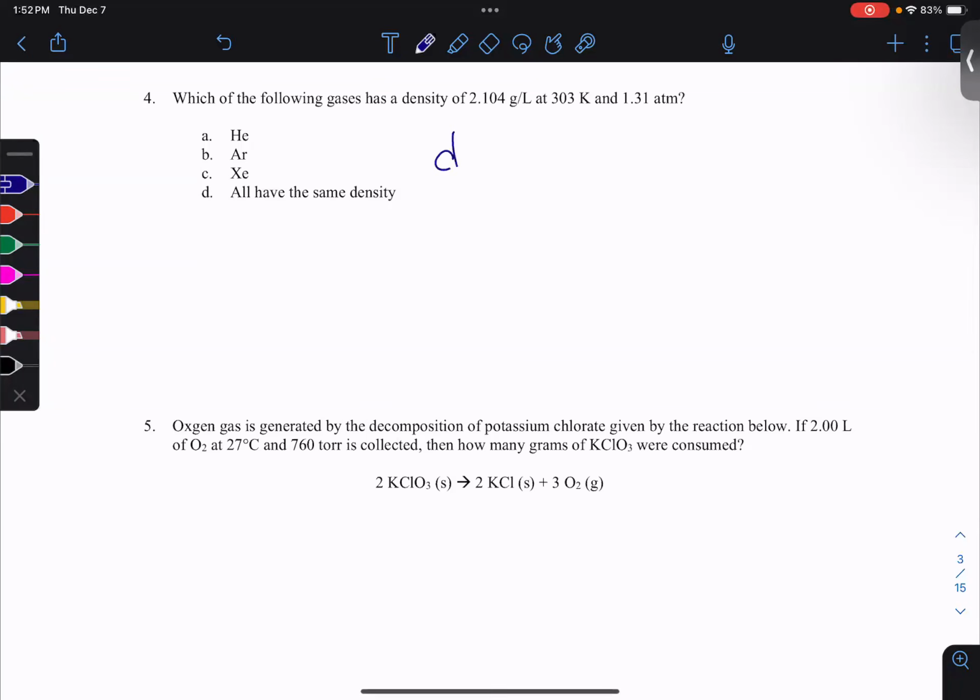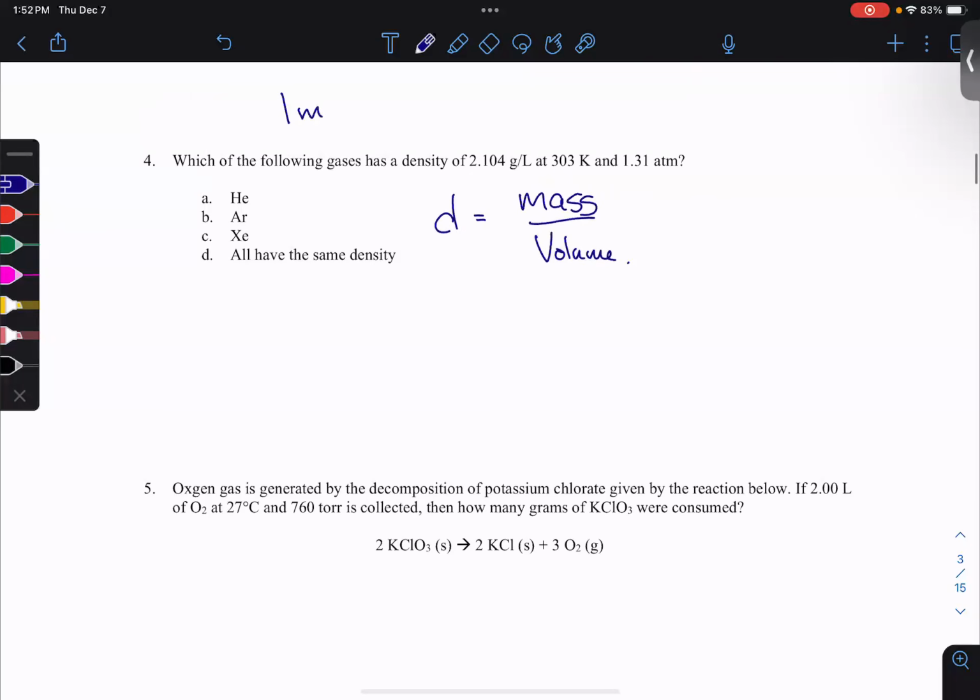So density of anything is mass of your sample divided by the volume of your sample. When working with density of gases, sometimes it's tricky to think where to get started, right? I need a mass and I need a volume, but I don't know how much sample I have. So I'm going to use the easiest number I can think of, and that is 1 mole. Let's just pretend we have 1 mole of gas.